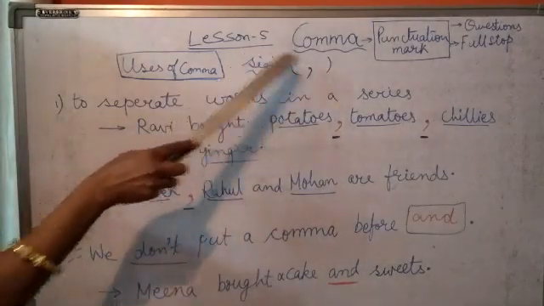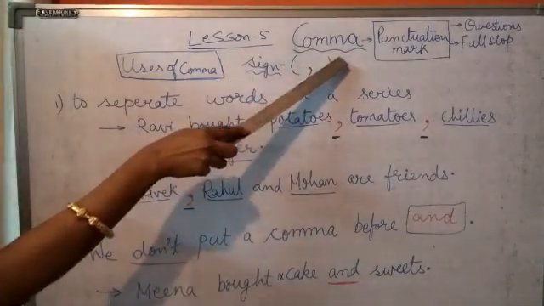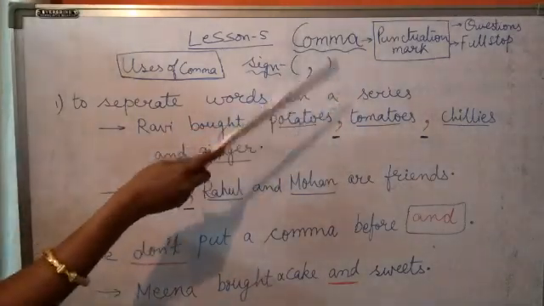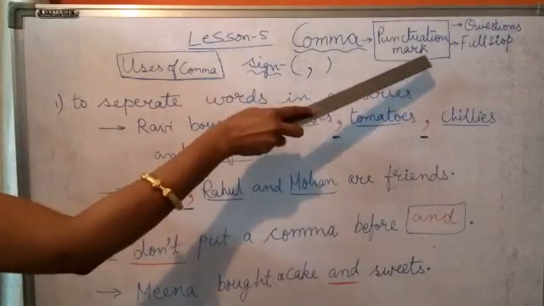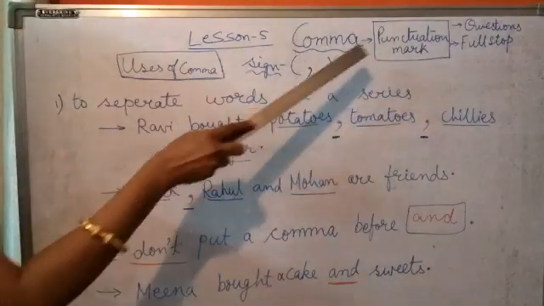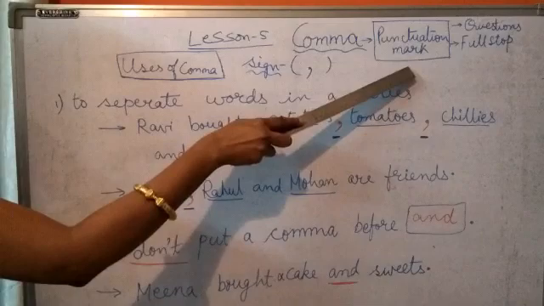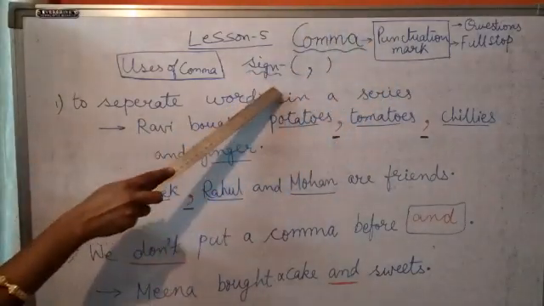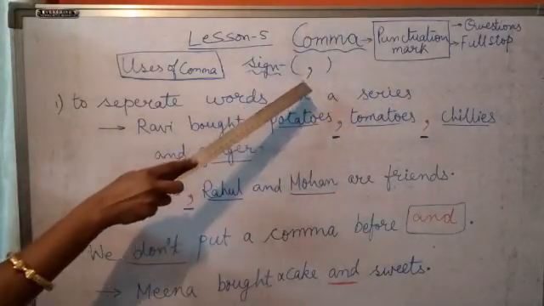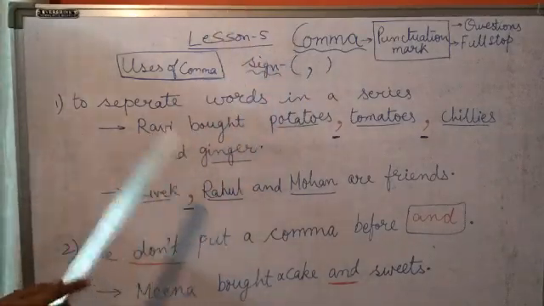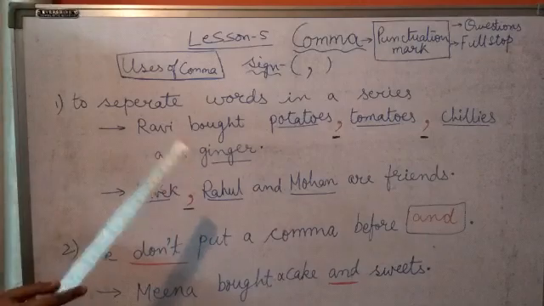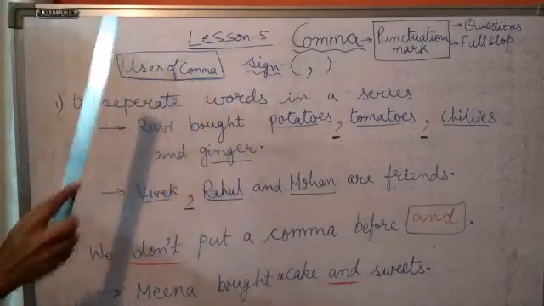Today's lesson number 5. The topic of the lesson is comma. Students, already we have studied about question marks and full stop. It is also called a punctuation mark. So comma is also a punctuation mark. The sign of comma is like this. Now students, where we are using comma, that we have to study. Let's start today's lesson. Now, uses of comma.